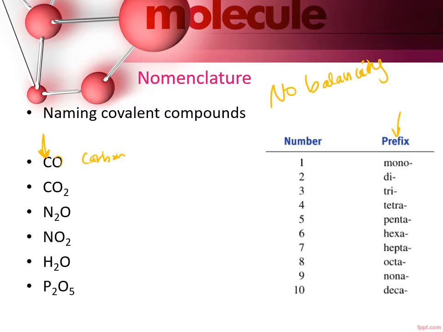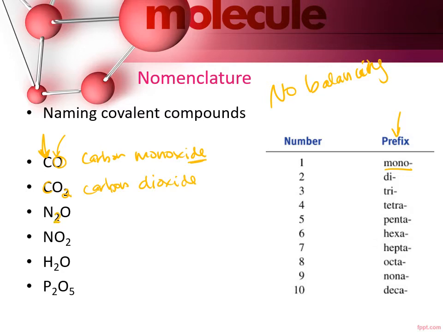I'm going to add a prefix for the second element every single time. So carbon mono, because there's only one oxygen, monoxide. Change the end of oxygen to ide, carbon monoxide. This is almost the same. There's only one carbon, so no prefix is necessary for that first element, just carbon. But now I have 2 oxygens, dioxide, carbon dioxide.